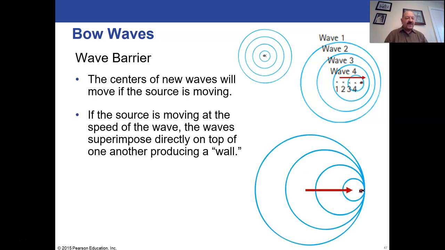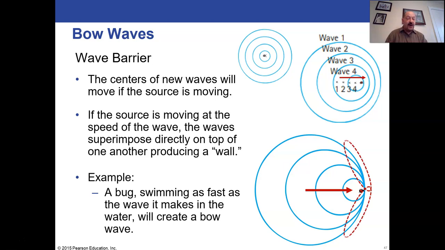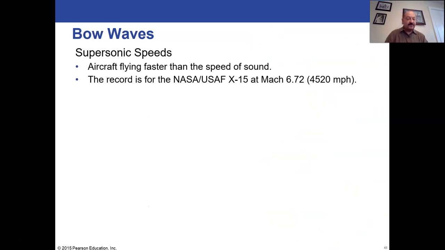But if it moves as fast as the waves move, in this case the water waves, so the bug is able to move that fast enough, its new waves and its old waves will have the same right edge. They'll be moving at the same speed. So the old wave will be spreading out at the same rate that the bug is moving creating new waves, and therefore they will produce one wall of waves, and that's called a wave barrier, and we also call it a bow wave. So it's like the bow of a ship. If a boat is moving as fast as the water waves, it'll produce these bow waves.